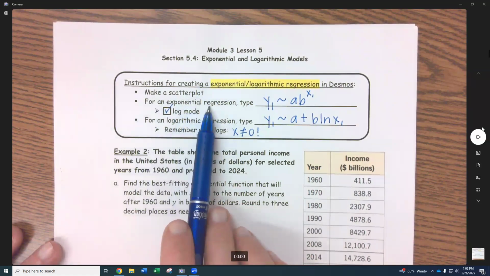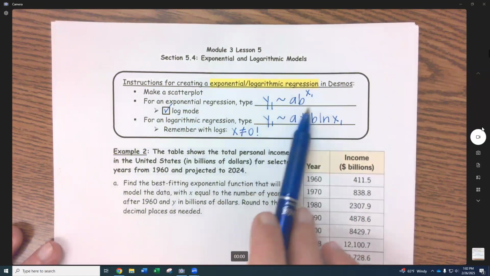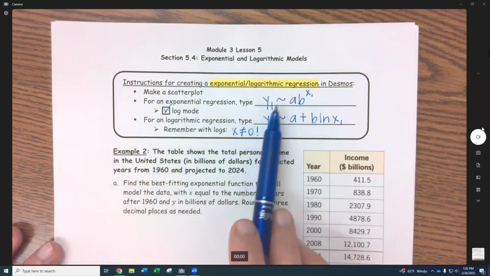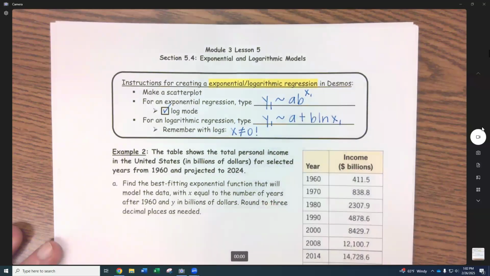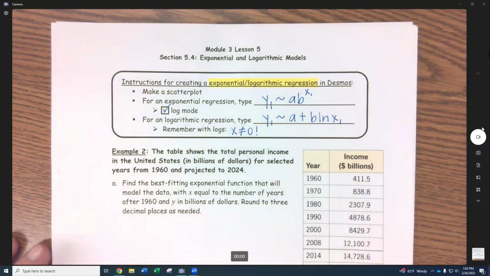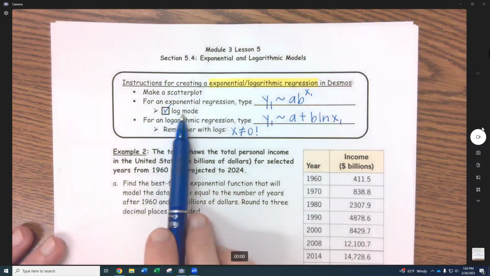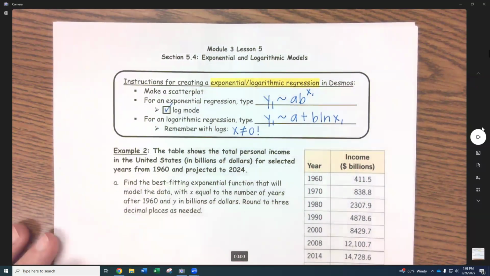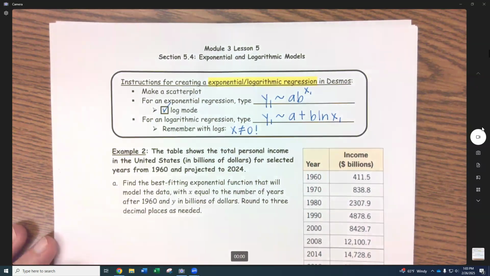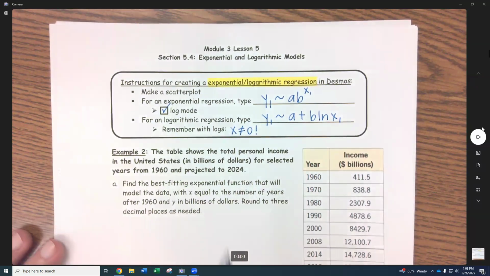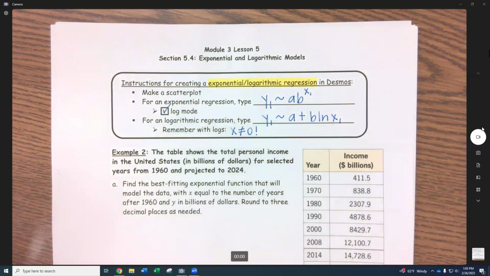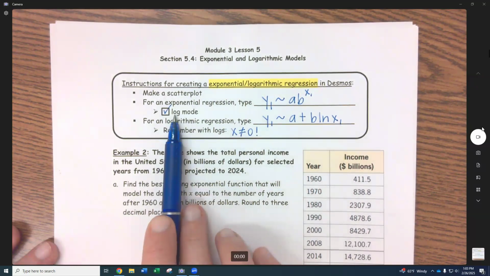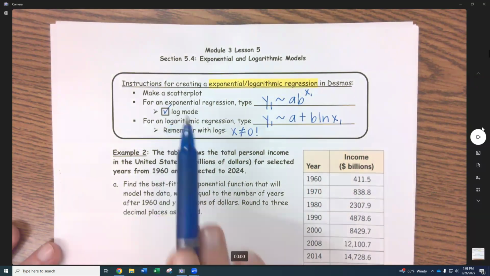Then, if we're making an exponential regression, this is the regression we will type. So we'll do y sub 1 tilde ab to the x sub 1 power. Now, weirdly enough, when we do exponentials, you do need to make sure that this little box right here saying log mode is checked. Weirdly, when you go to logs, you have the same log mode. It does not change your regression if you click it or unclick it. So it doesn't matter with logs, but with exponentials, log mode has to be checked.